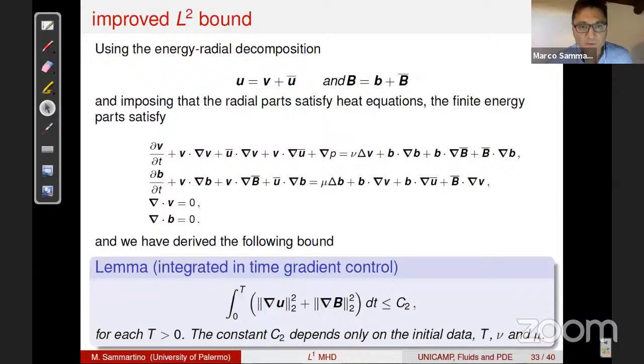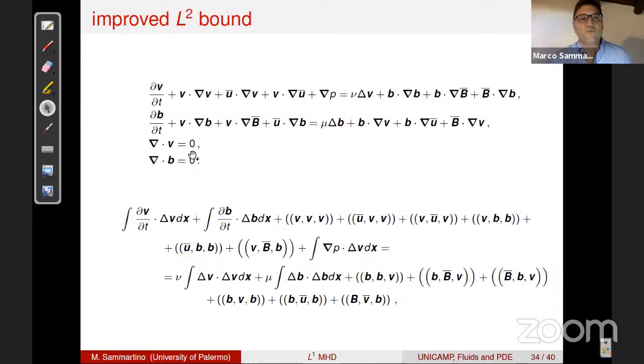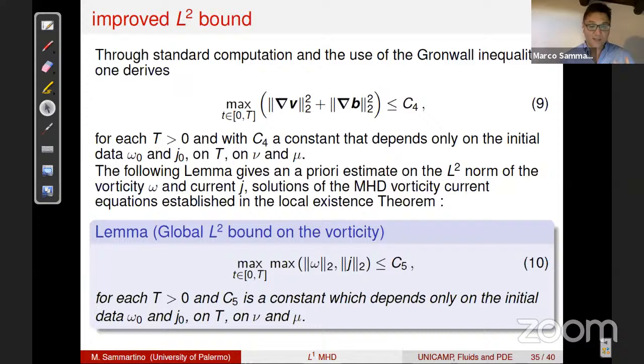And then we want to improve this bound and get a bound on the vorticity. This means getting a bound on the gradient not integrated in time, just without the regularization of the integration. We write the equation and multiply by the Laplacian of v, and we do the usual classical computation. We finally derive a global bound on the gradient of the velocity and of the magnetic field, which in turn implies a global bound on the vorticity and on the current.